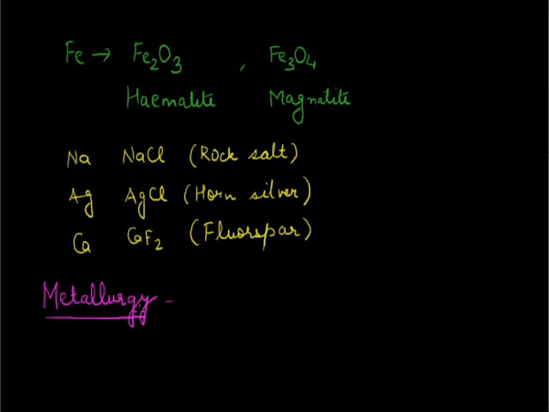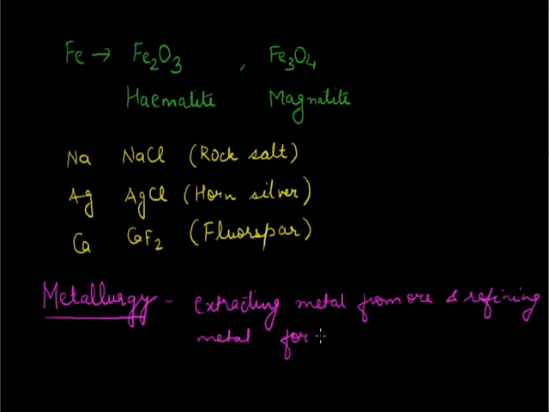So this entire process of mining out the ore from Earth's crust, and then extracting aluminium out of it, and further purifying aluminium till it can be applied to that particular application, that entire process is called metallurgy. So we can define metallurgy as the process of extracting metal from its ore and then refining or purifying the metal for use. This complete process is called metallurgy.